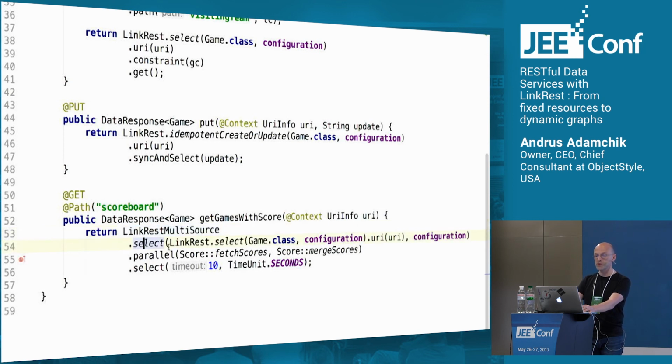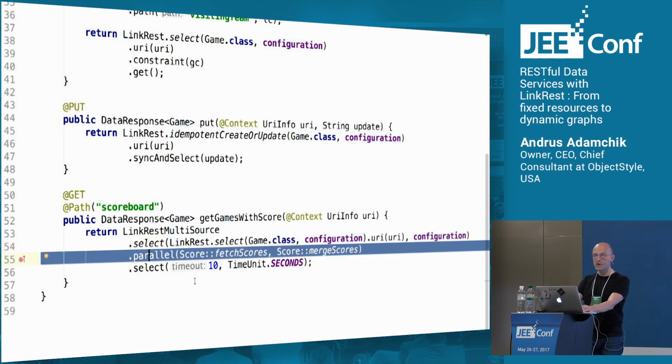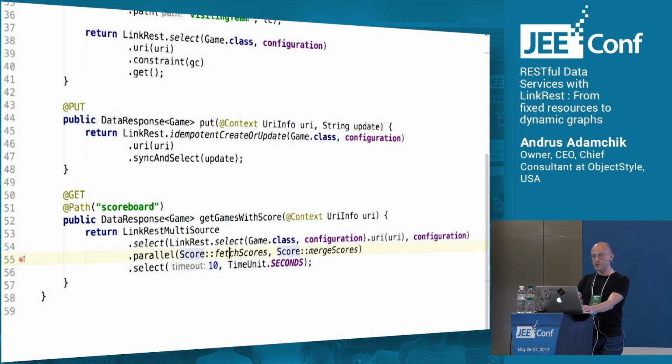And I start with a simple LinkRest. That's our root, the same thing as before. But then I add another parallel fetcher. So I add a call to fetch from our event service, and I provide two functions: one that fetches the score, and another one that merges the score into games. We'll see what score is in a moment, but let me dwell on this for a moment.